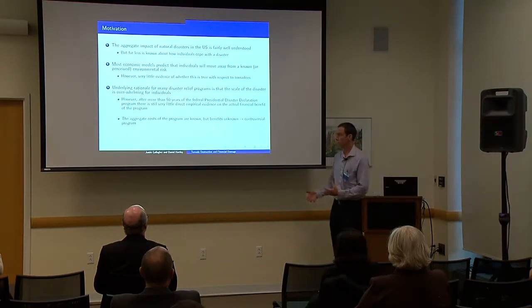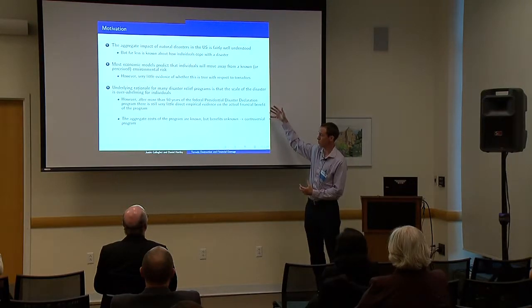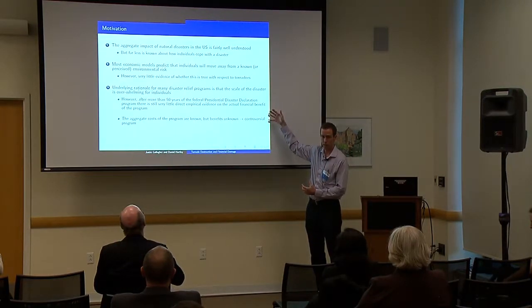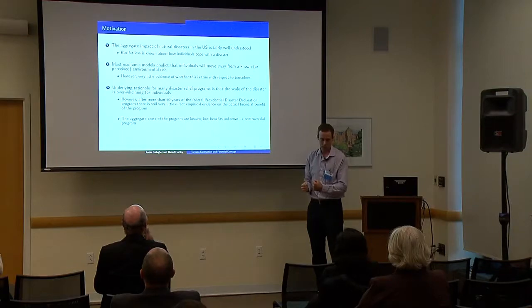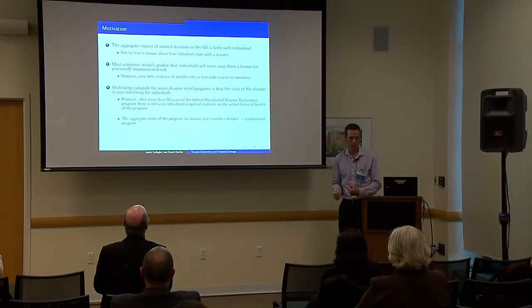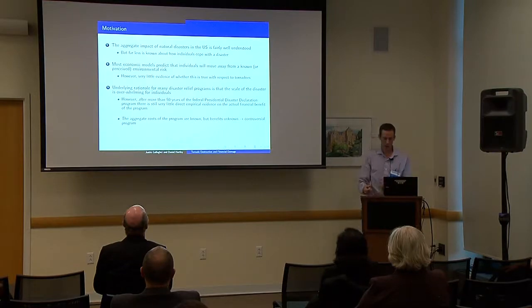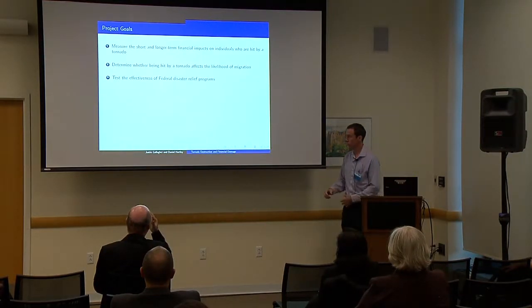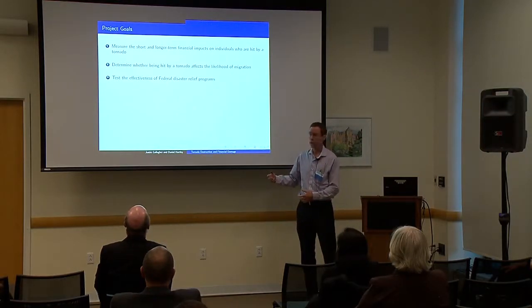So despite the more than 50 years of this particular program, the Presidential Disaster Declaration Program, which is one of the main allocative mechanisms to give money to individuals impacted by disasters, very little is known about how it actually helps people overcome and get past the disaster. So the project goal essentially is to try to say something about those three motivations.